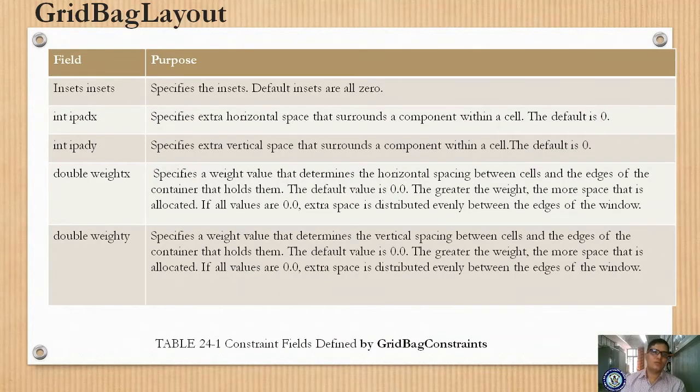Now, in the same sense, you can also specify the insets. As you know, the inset is the space between components and container. The default insets are 0. Next, int ipadx specifies extra horizontal space around the component within a cell. If you want vertical space, use ipady. Then double weightx and double weighty are the same kind of thing; they give horizontal spacing and vertical spacing. This table is followed by GridBagConstraints.